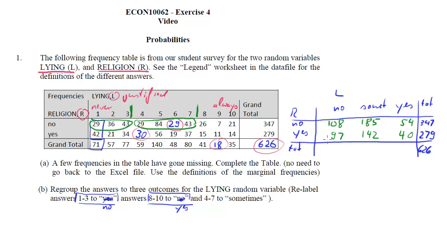So once we've calculated all these frequencies for the new joint categories, now we have 6 categories, we can calculate the new marginal values for the lying variable. 108 plus 97 is 205. These two add together to 327, and this one here is 94. Now, of course, all these will again sum up to 626. Every respondent has found a new home in our new table.